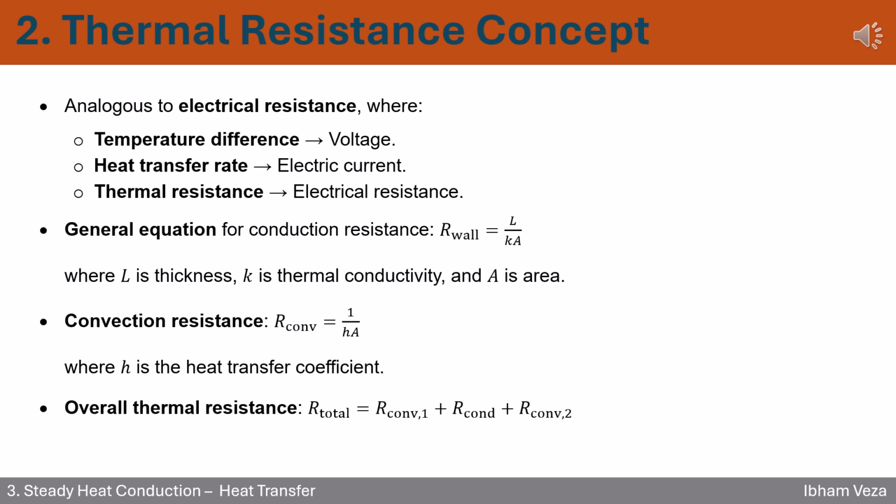With simple formulas like R equals L over kA for conduction and R equals 1 over hA for convection, you can turn complicated systems into easy-to-handle resistance networks. Add them up like simple circuits, and you can predict overall heat transfer quickly. Focus on resistance thinking. It simplifies everything.